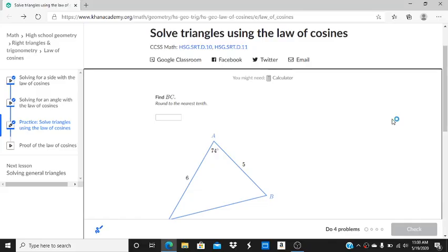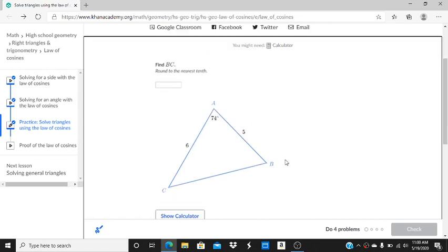Hi, Mr. Unkert here, and in today's video I'm going to look at the Khan Academy assignment, Solve Triangles Using Law of Cosines. So in this particular example, we want to find the side BC in this triangle below. And we have sides AC, AB, and the angle in between them, which is 74 degrees.